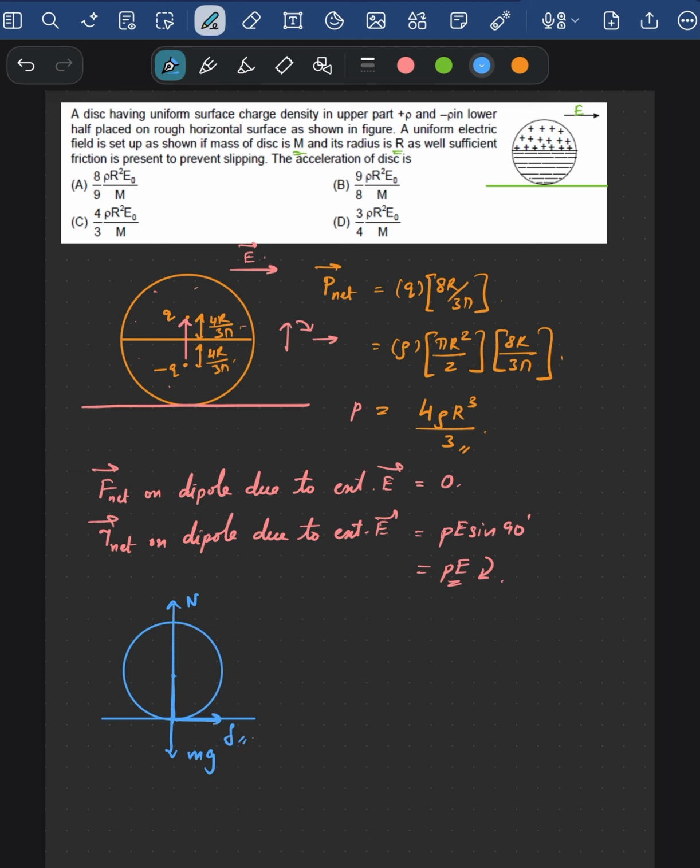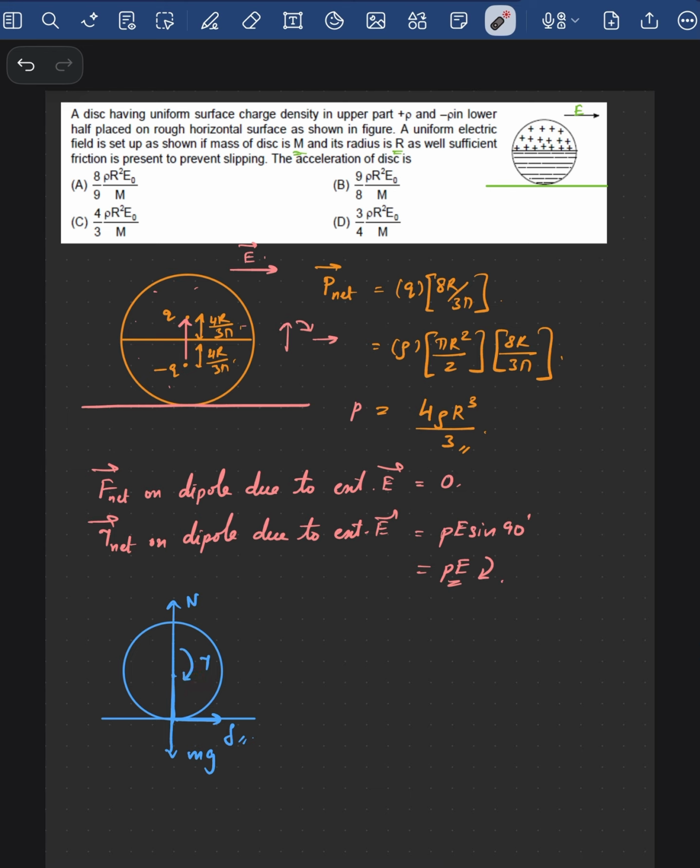You can guess why friction is acting in the forward direction, because net force on the dipole is 0. So the electric field will not try to push this disk forward, but the electric field will try to rotate this disk in the clockwise direction. If only the electric field was there, there'll only be a torque acting on this disk in this direction.